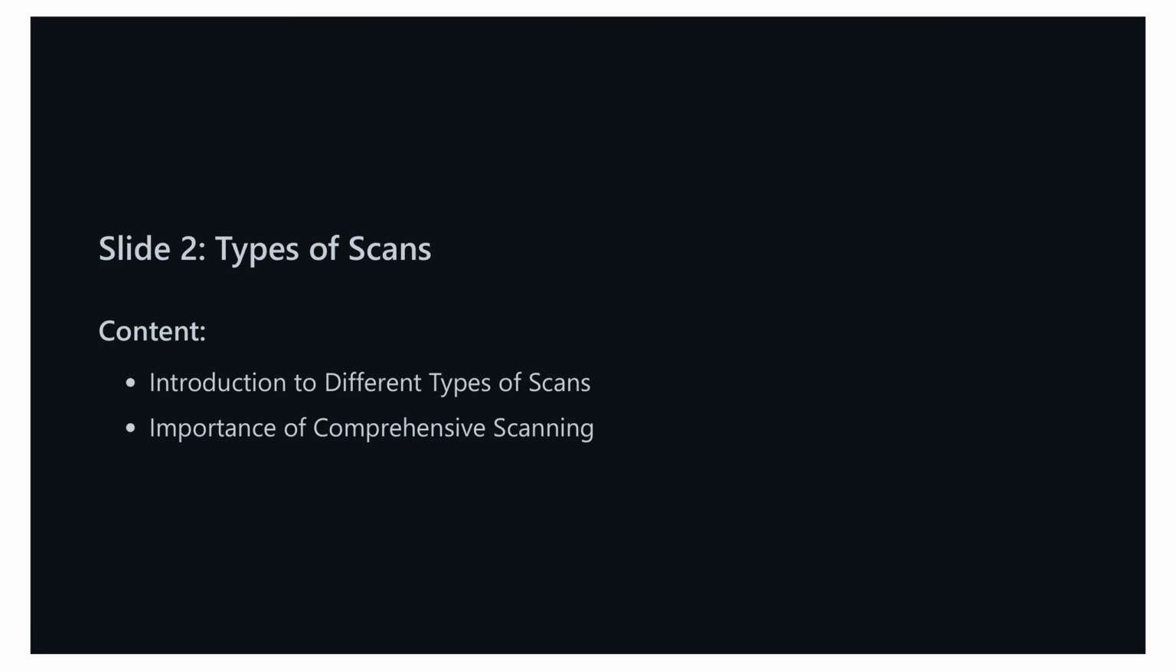Moving on to slide 2, let's dive into the different types of scans that you'll encounter in vulnerability discovery and analysis. First, we'll introduce the various types of scans. These include network scans, web application scans, database scans, and container scans, among others. Understanding the distinctions and purposes of each type is crucial for performing thorough vulnerability assessments.